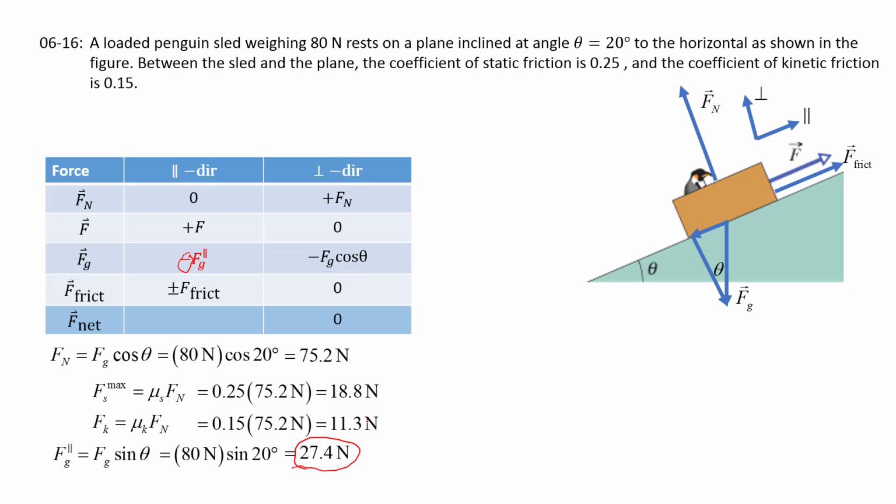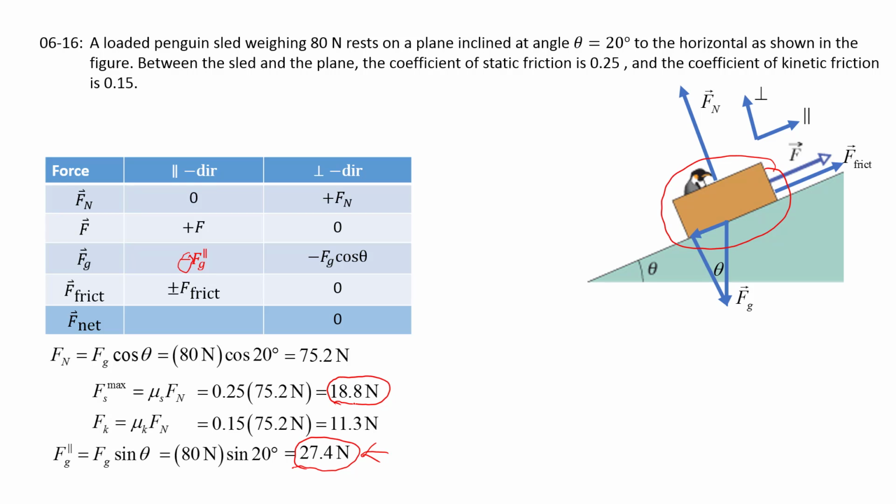So if we look at these numbers, we can get a little bit of sense of what's going to be happening. If we just set this block down on the ramp without any force F applied, the parallel force of gravity is the 27.4 newtons that's trying to drag this thing down the incline. And the friction force that you would need to prevent it from moving would have to be equal to that and in the opposite direction. But the maximum value you can get out of the static friction force is 18.8. So clearly, if you just set this thing down on the ramp and let go of it, it would start sliding, accelerating down the ramp.